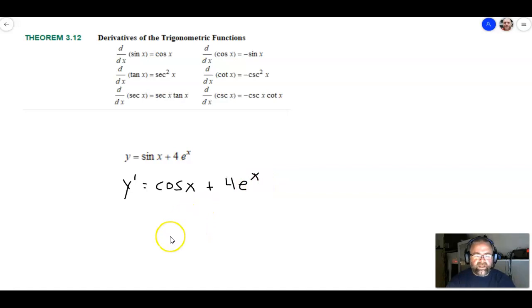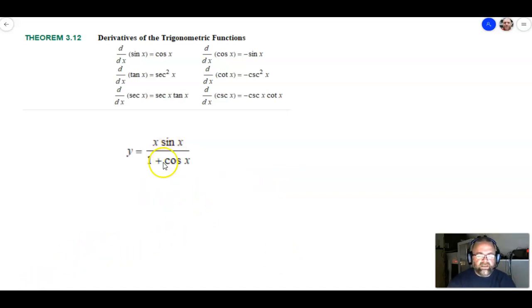So let's do a bit of a harder one. Okay, here we have y is equal to x times the sine of x all over 1 plus cosine of x. So here is one that I very well might put on a test, and it will definitely use different rules here. So pause the video, try it out, and when you're ready, go ahead and unpause it.